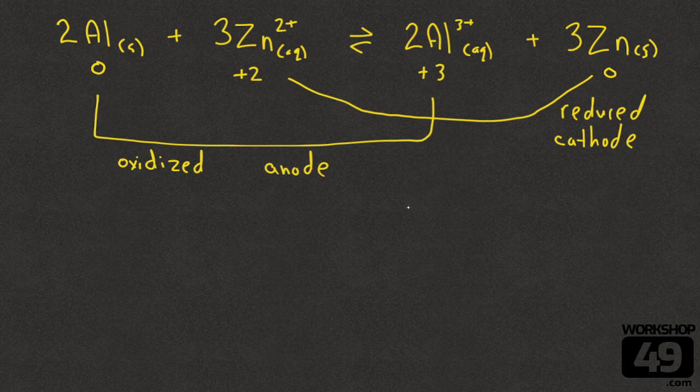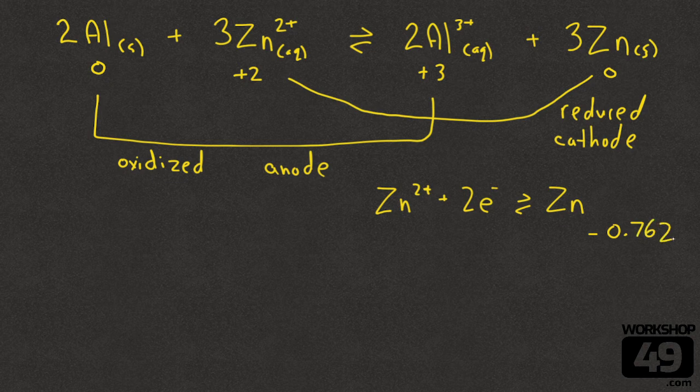We can look at a table and find our standard reduction potentials. If you look it up, you will get the Zn2+ plus 2 electrons is in a reversible reaction with zinc, and that has a standard reduction potential of negative 0.762. But wait, you're looking at this and saying, that has a coefficient of 3.